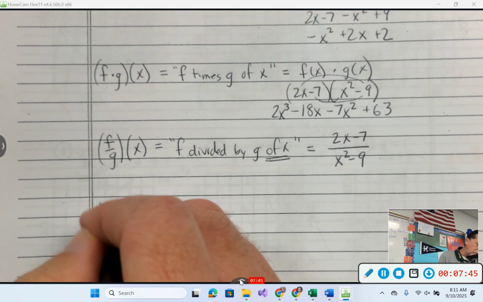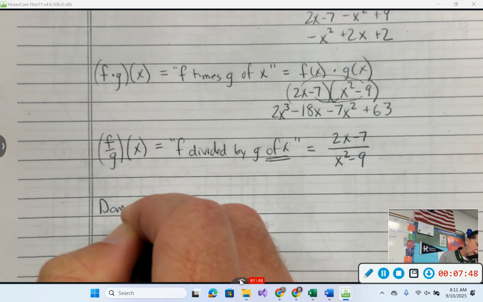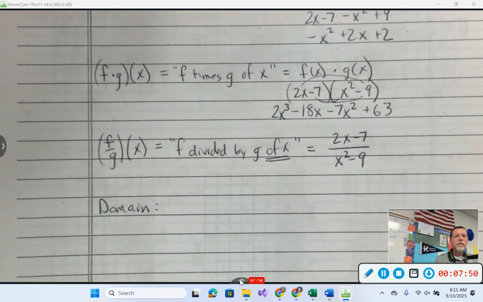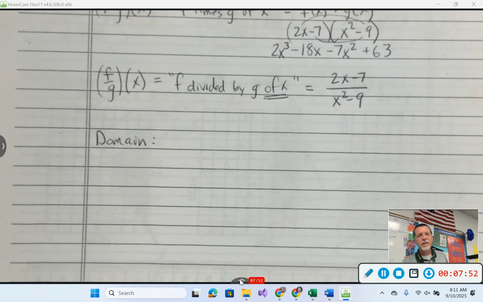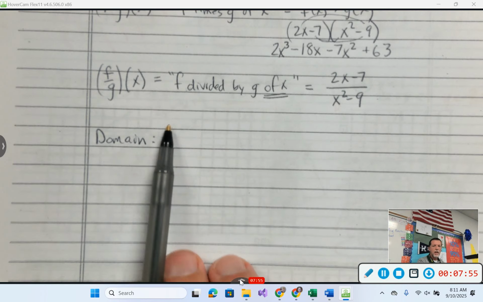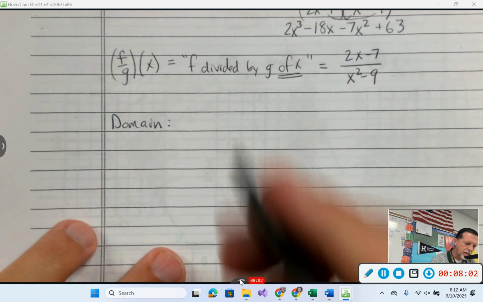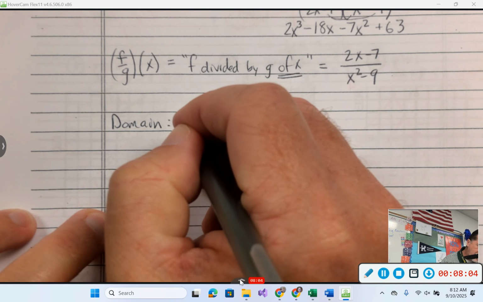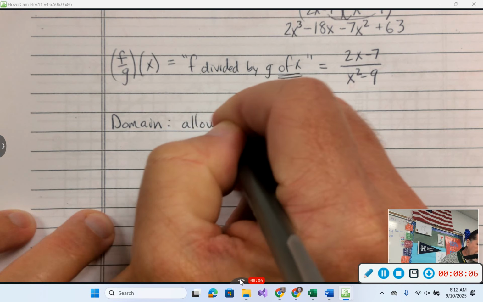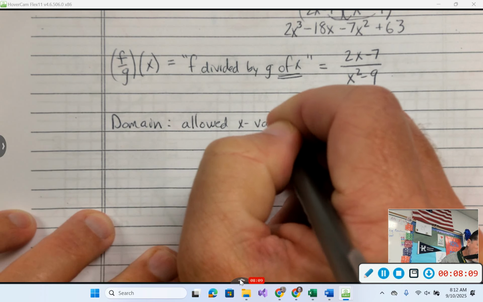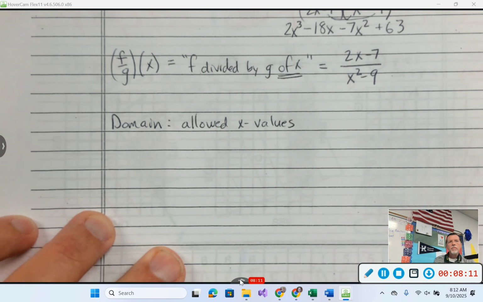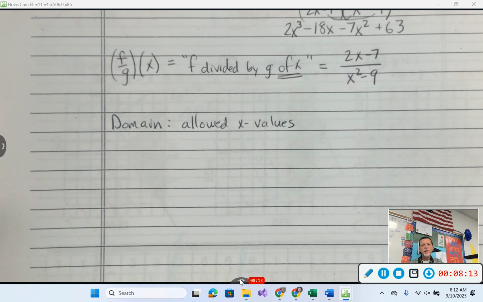Okay, let's talk about domain. I'm not going to do range today because range would be really hard. We're just going to worry about domain. Which variable goes with domain? X. And so it's the x's. I'm going to phrase it this way. It's sort of the allowed x values. So when we're looking at an equation, it's like we're asking what x values are we allowed to plug in.